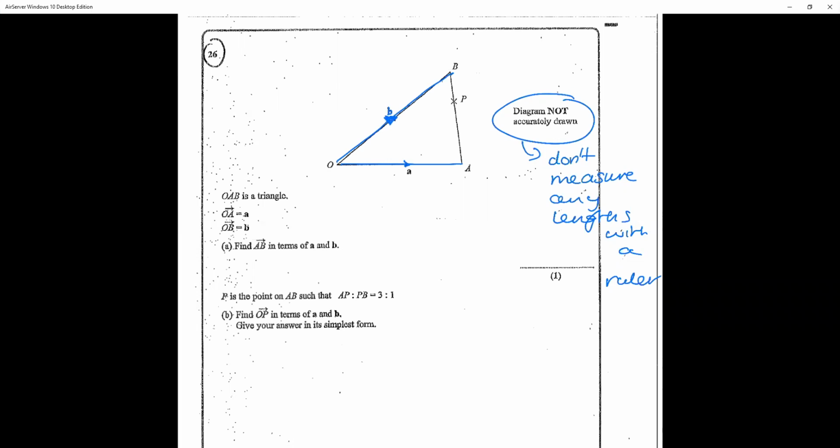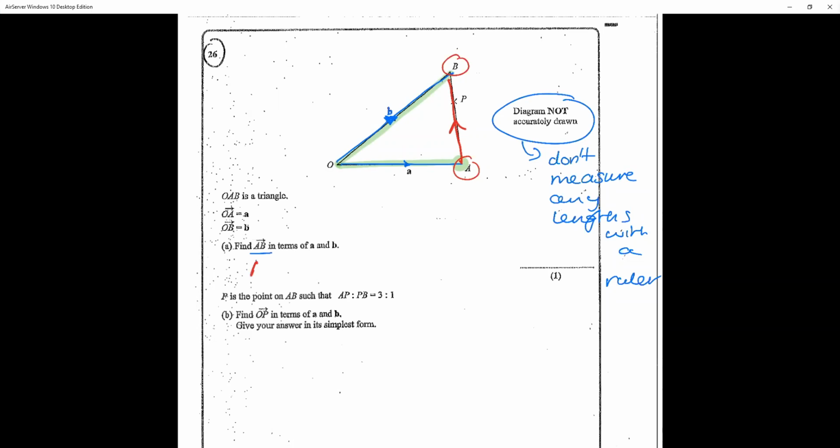Okay, so they want us to work out, first of all, AB. Let's have a look. They want to go from A to B. Now, can I go directly from A to B, Layla? No, you don't know what it is. So because we don't know what it is, we're going to go on the scenic route. So we're going to go from A to O, which we do know, and then O to B.